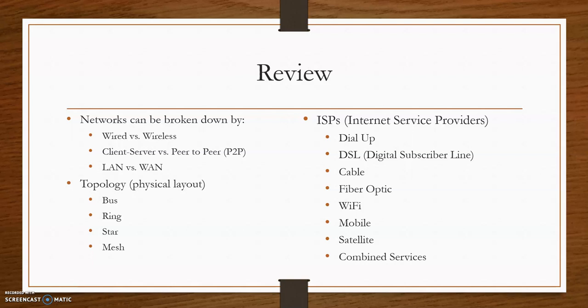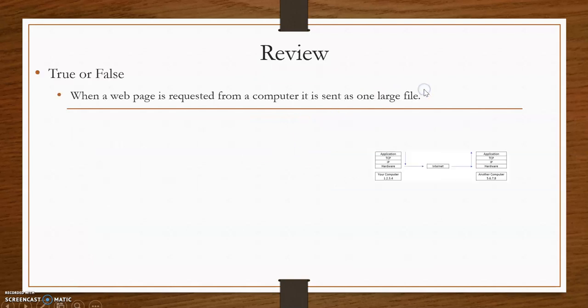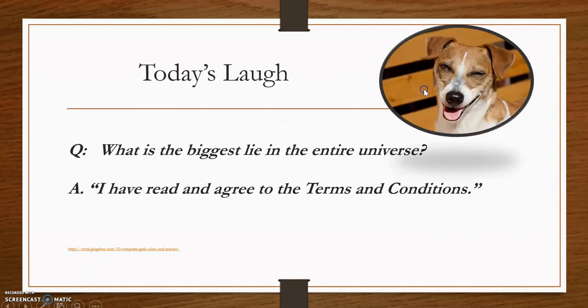Your internet service providers can provide you dial-up, which not a lot of people have anymore. That's what I used to have a long time ago. DSL, cable, fiber optic. Then your systems could be Wi-Fi, mobile, satellite, and combined services. All right, we're going to skip through that review since you're not here with me.